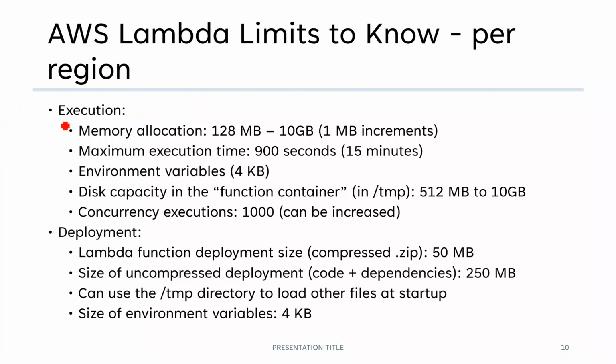For execution, memory allocation is 128 MB to 10 GB, in 1 MB increments. Don't have to worry about that, everything is done in the background. But this is the limit, up to 10 GB of RAM, and we have already seen this. Maximum execution time is 15 minutes or 900 seconds. As I've already told you, Lambda functions are for shorter executions. If you have an application with a shorter execution time, then you can use a Lambda function for that. So the maximum time that a Lambda function can execute is 15 minutes.